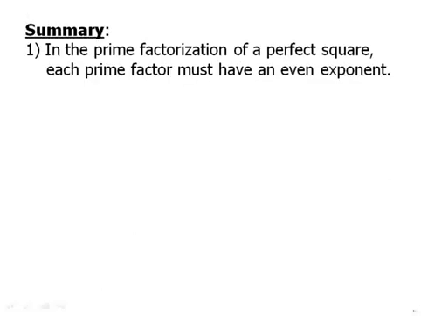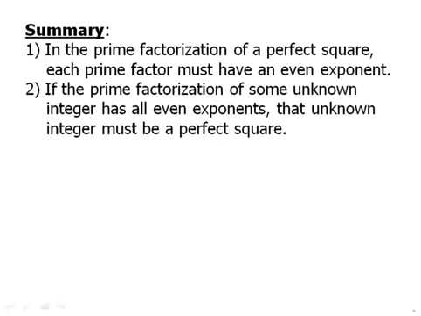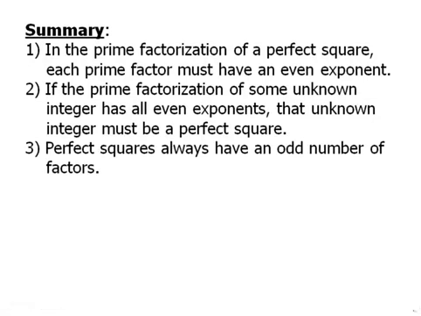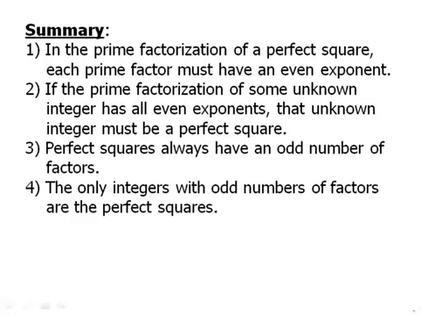So in summary, these are very important ideas for advanced questions on integer properties. In the prime factorization of a perfect square, each prime factor must have an even exponent. If the prime factorization of some unknown integer has all even exponents, that unknown integer must be a perfect square. Perfect squares always have an odd number of factors, and the only integers with an odd number of factors are the perfect squares.